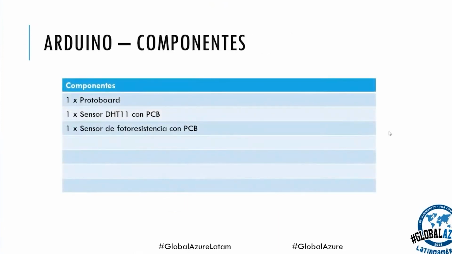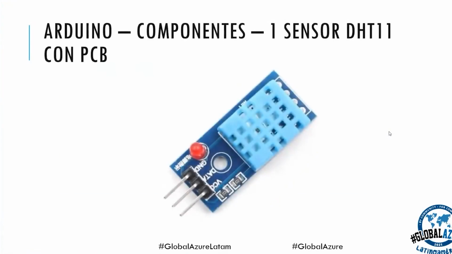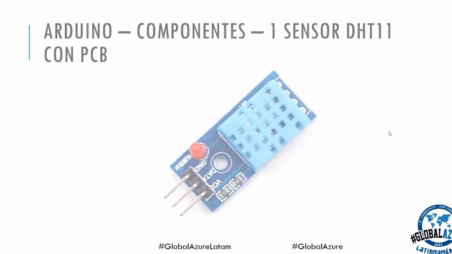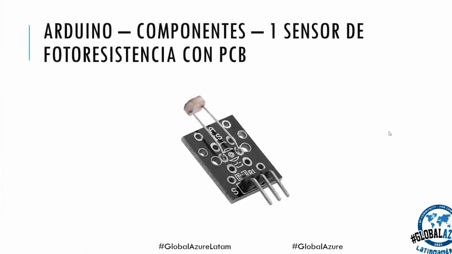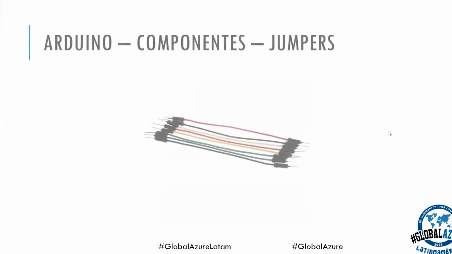Basically, for this specific project, if you wish to replicate it, we will use some specific components such as a protoboard, as well as a DHT11 sensor with PCB, that is, with the small board that we have in the background. Remember that this sensor will allow us to measure temperature and humidity. Also, a photoresistance sensor with a PCB like the one we see in the image. Obviously, the Arduino Uno, which will be the board that allows us to carry out the reading of different data. A set of jumpers will allow us to make the connections in our circuit as such.